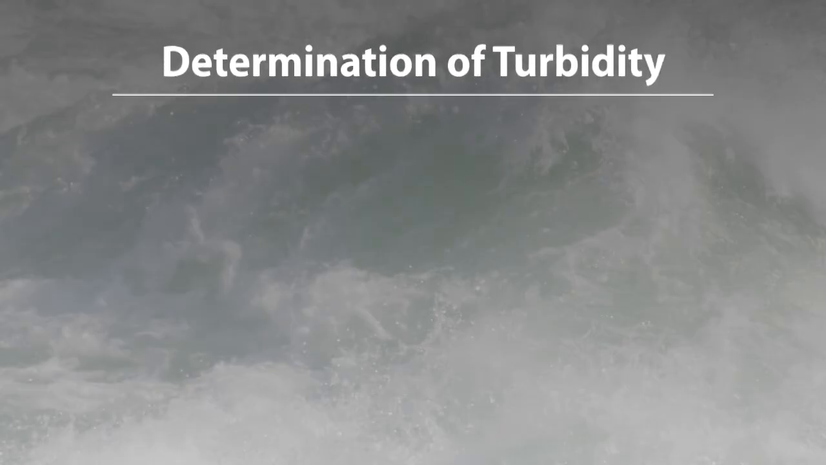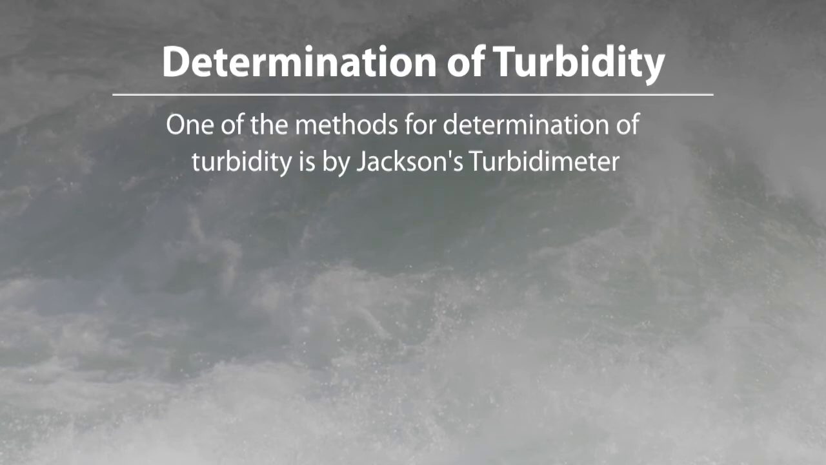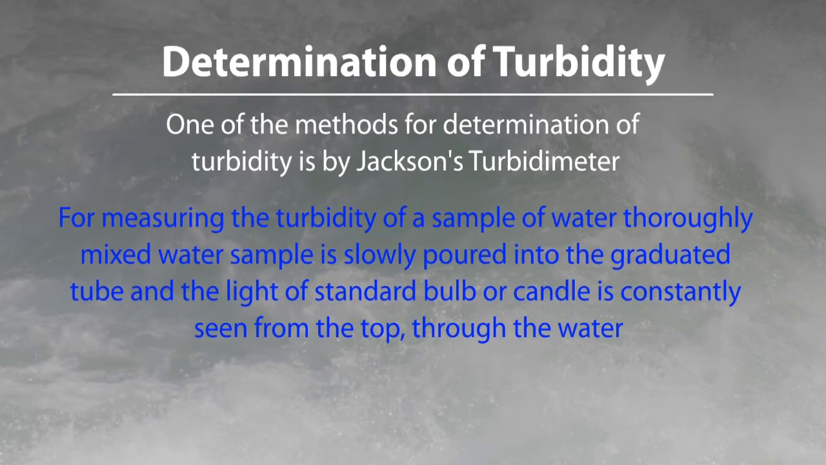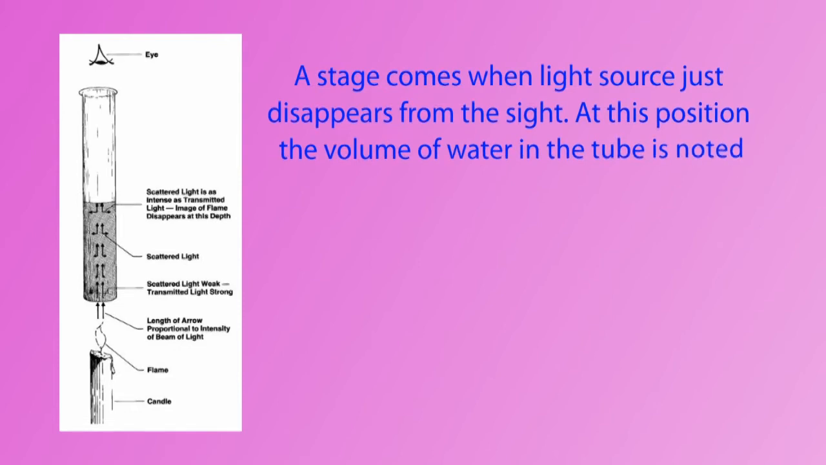Determination of turbidity. One of the methods for determination of turbidity is by Jackson turbidity meter. For measuring the turbidity of a sample of water, thoroughly mixed water sample is slowly poured into the graduated tube, and the light of a standard bulb or candle is constantly seen from the top through the water. A stage comes when the light source just disappears from the side.